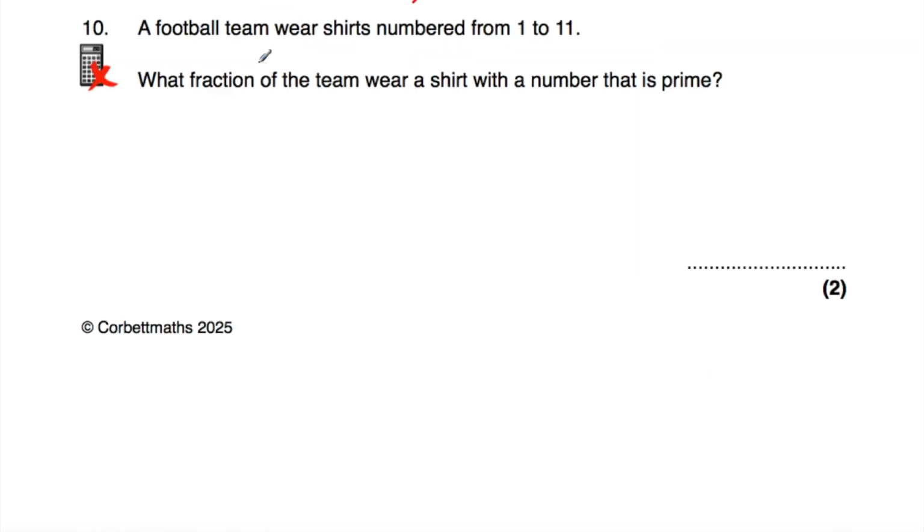So question number 10 says, a football team wears shirts numbered 1 to 11. So 1 to 11. I'm just going to write those down. 1, 2, 3, 4, 5, 6, 7, 8, 9, 10, and 11. And the question says, what fraction of the team wear a shirt with a number that is prime? So we're looking for the prime numbers here. So the prime numbers are 2, 3, 5, 7, 11, and so on.